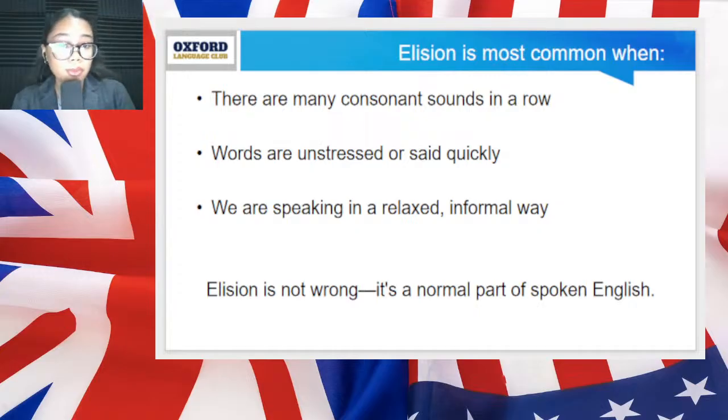Your mouth moves through the words quickly, and some sounds are just passed over to maintain that speed. Third, we hear elision happening a lot when we are speaking in a relaxed, informal way. This means in everyday conversations, like when you are talking with your friends or family or people well. In these relaxed situations, people do not try to speak every word perfectly or very carefully, like in formal settings. They do not do that.